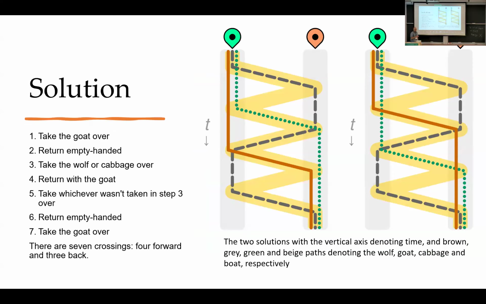This is the solution. The farmer should take the goat over, then return empty-handed, take the wolf or cabbage, then return with the goat. So step 4 is the rather counterintuitive part that some people miss initially. Then take whichever item wasn't taken in step 3, then return empty-handed, then take the goat over. So there are in total 7 crossings, and these visualizations show the correct answer. So of course, when we ask GPT-4, it's going to give us the correct answer. Why? Because chances are it has seen it somewhere on Wikipedia from the data where it was trained on, right?